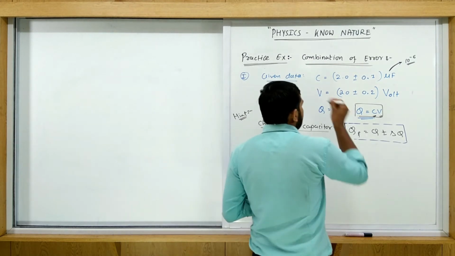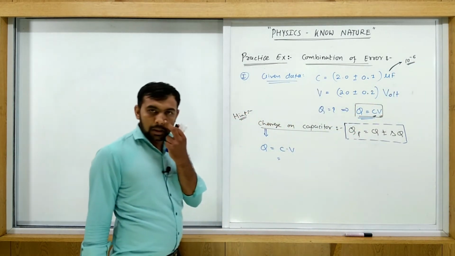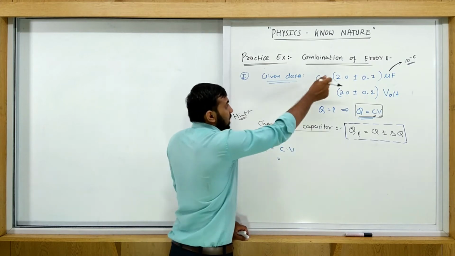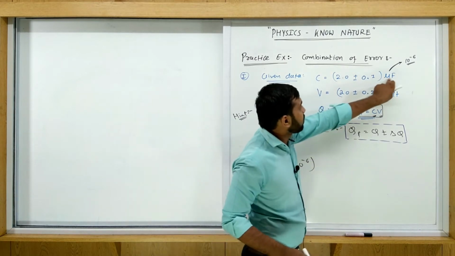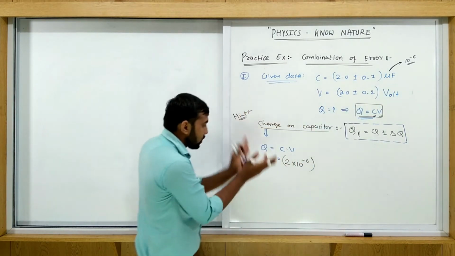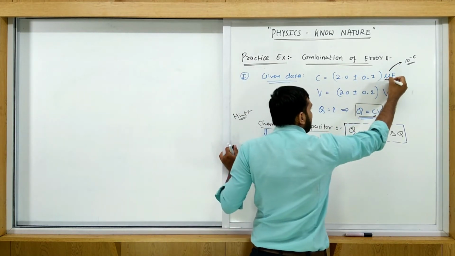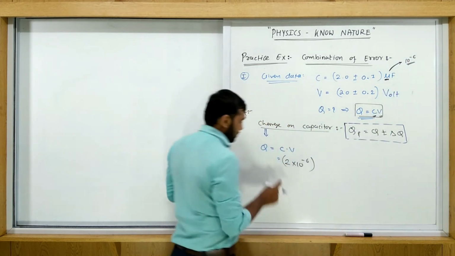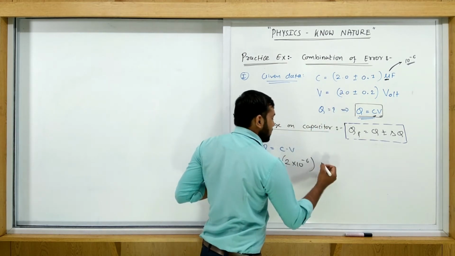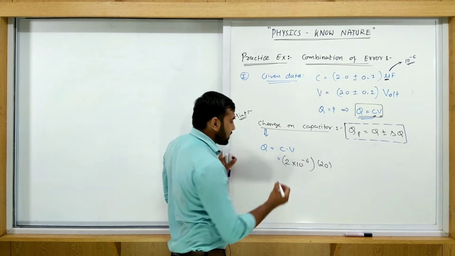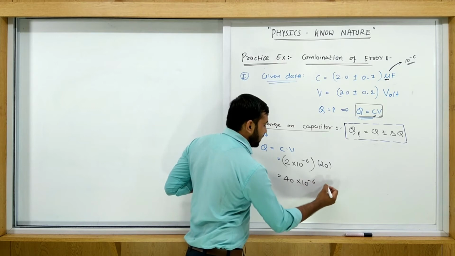So actually capacitance is written like this: 2 plus or minus 0.1 into 10 raised to minus 6 farad. Then write this answer, 2 into 10 raised to minus 6. Why minus 6? Here microfarad is given. When you put the value here, you write the SI units only. So convert micro to 10 raised to minus 6, into V, V means 20. Final answer: 20 into 2, 40 into 10 raised to minus 6 coulomb.